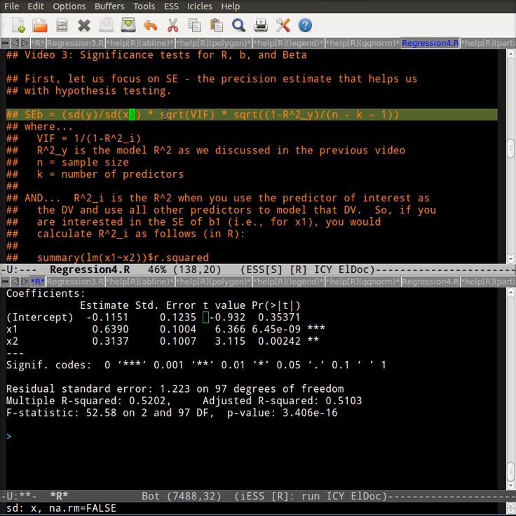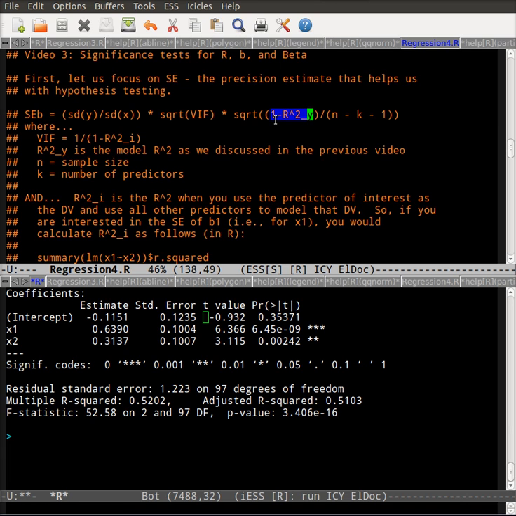And then we multiply it by the square root of the variance inflation factor times the square root of, and here's the big thing, this is the amount of variance that is not accounted for. So this is where we are leaving good variance of our dependent variable on the table. We are not accounting for 1 minus r squared of y. And this tells us the residual variance that's left over after our model. The greater this is, the greater our standard error. The greater our variance inflation factor, the greater our standard error.